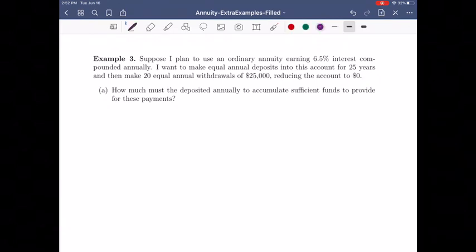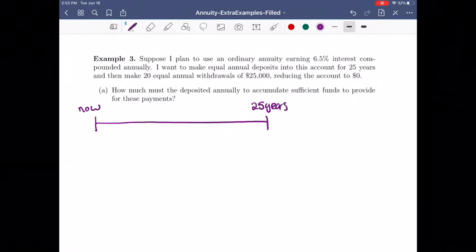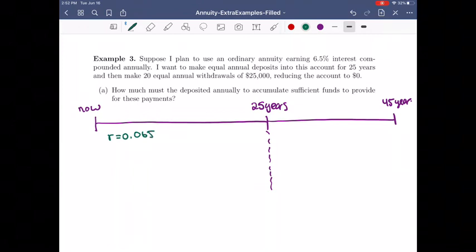So what's going on here is we're going to do something for 25 years, and then 20 years after, we're going to do something else. In the first part, our R is 0.065. We're compounding annually, so our M is 1. We want to make payments, but we don't know what they are. And here we're saving up, so it's going to be a future value problem, but we don't know what the future value is either. And T is 25 here.